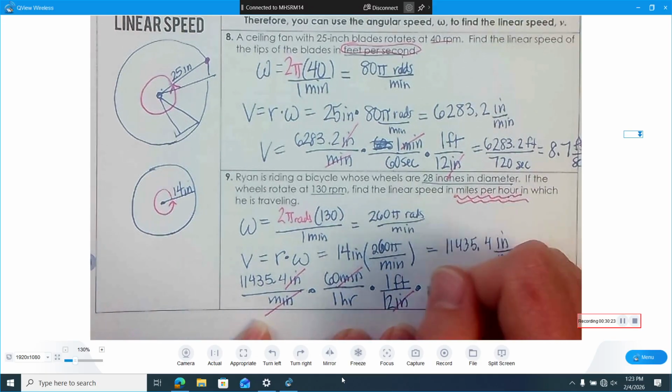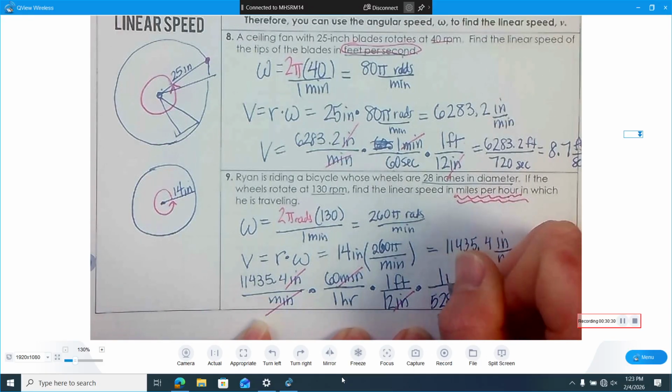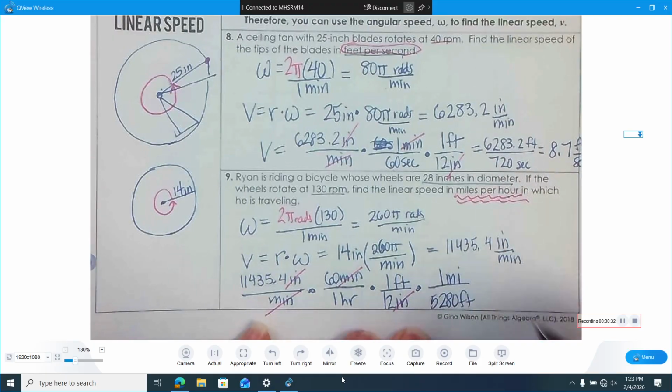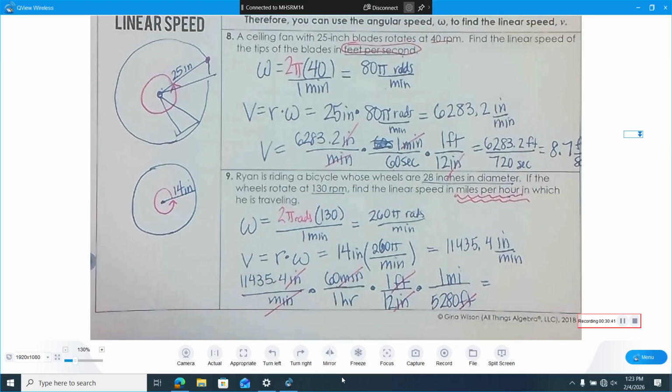And then 5,280. 5,280 feet is the same as 1 mile. Lordy, lordy. All right, so my feet on top and feet on bottom cancel, and I'm left with miles per hour. That's what I want.